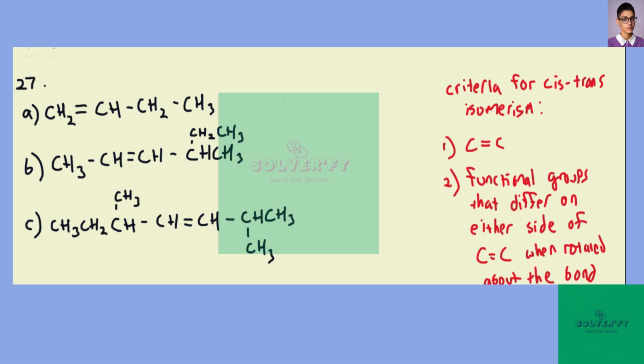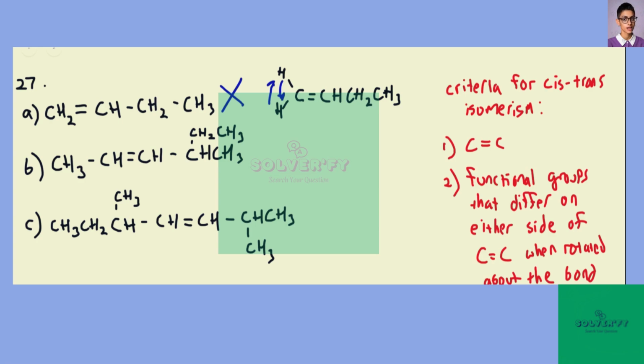We do have a carbon-carbon double bond, but if we draw that out, we have two hydrogens, and then we have the rest of the compound here. So we can see 27A does not exhibit cis-trans isomerism because even if we rotated these two hydrogens about that double bond, the compound would still be the same. There would still be a hydrogen on either side of the bond. So 27A does not exhibit cis-trans isomerism.